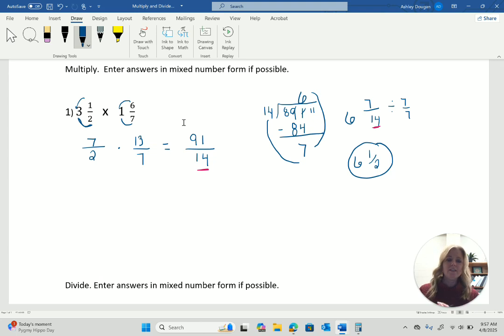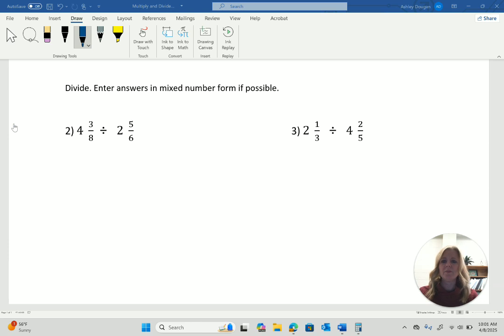So when multiplying with mixed numbers, we're going to change them to improper fractions first. That's our first step. Then since we're multiplying, we multiply straight across. Then if possible, we want to change that improper fraction back to a mixed number, and we do that by long division. So 6 1/2 would be our final answer.